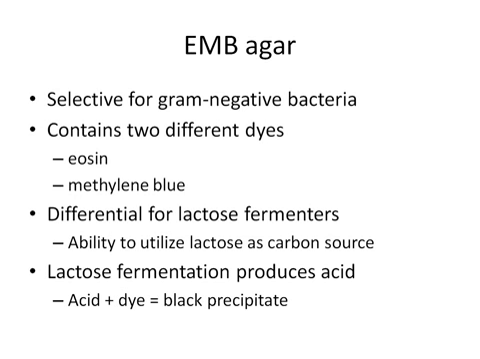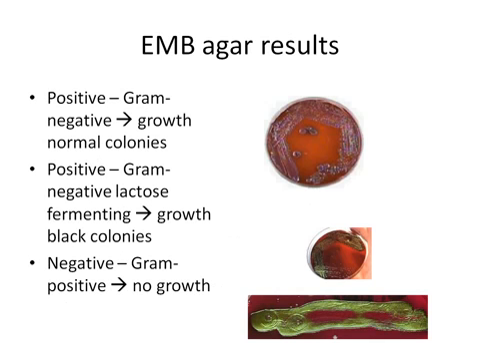In addition to selecting for gram-negative bacteria, this media can also tell us if the bacteria growing has the ability to ferment or use lactose. If the bacteria has the ability to use lactose, we will see a black precipitate occur. Flipping the slide, I can now show you what this would look like.